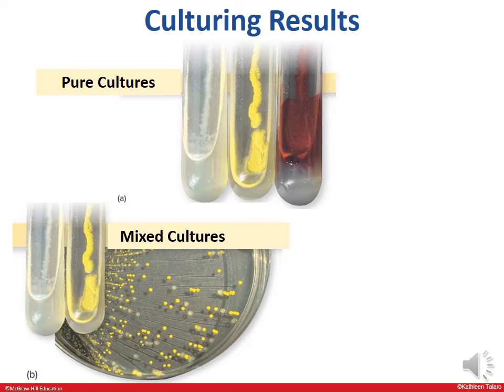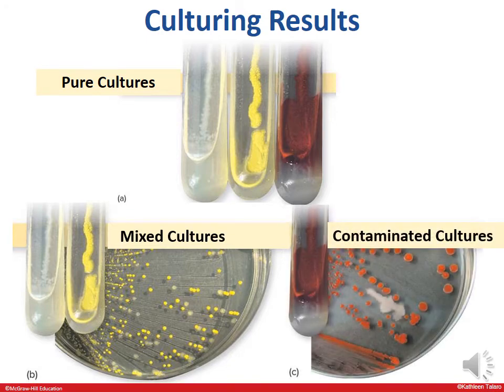So a mixed culture is probably a known combination of bacteria, whereas with something that's contaminated, the majority are going to look one way, and then you're clearly going to have the outlier. So this white mass here is probably the contaminated portion of this culture.